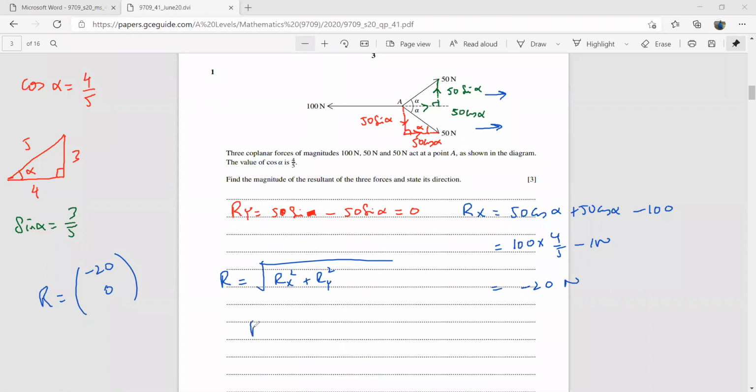You can say that this R is 20 newtons in the direction of the force with the magnitude 100. You have to write all of that: the resultant is 20 newtons in the direction of the force with the magnitude 100 Newton. We didn't have to use the formula for the direction, that is tan inverse of Ry over Rx.